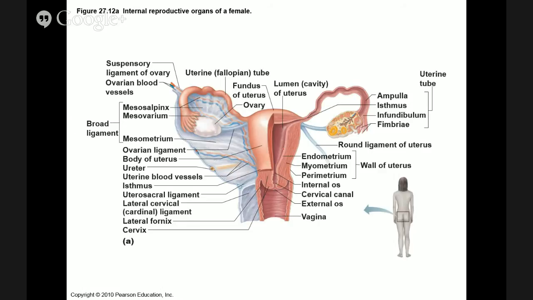So you can see the innermost layer of the uterus is called the endometrium, and then we have the middle layer, which is called the myometrium, and then we have the outer layer, kind of like the skin on the outside of the uterus, called the perimetrium.